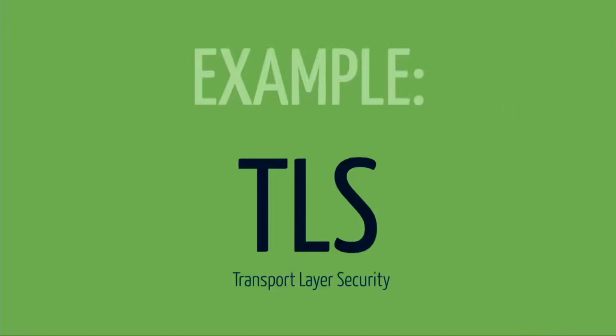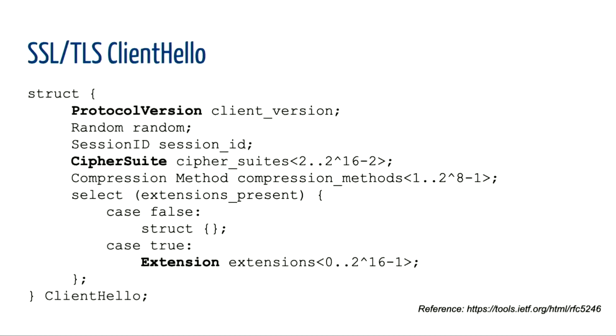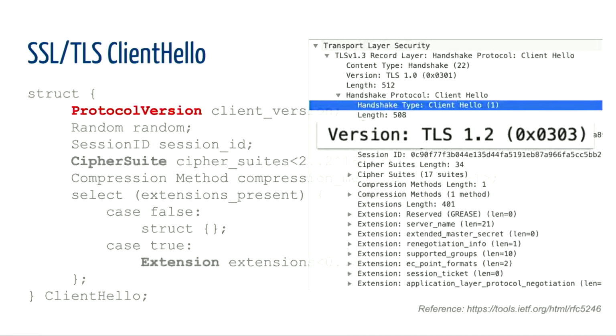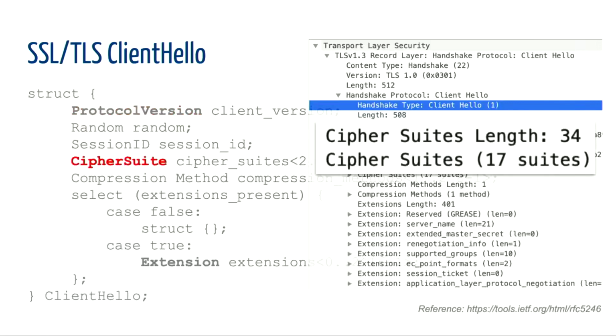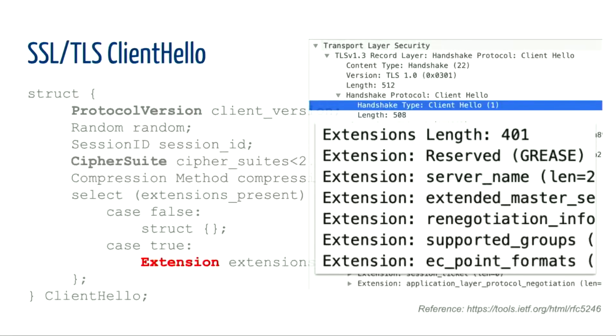So let's start with an example with TLS. In the initial TLS handshake, we have a client hello message, which includes some interesting information that is clear text. Here's the structure of the client hello. And here are some interesting fields we can probably use for fingerprinting, like the version, like TLS 1.2, or the cipher suites, which is the most interesting one, because these ciphers are in order of the client's preference. So probably we can use this for some kind of fingerprinting. And then the list of extensions.